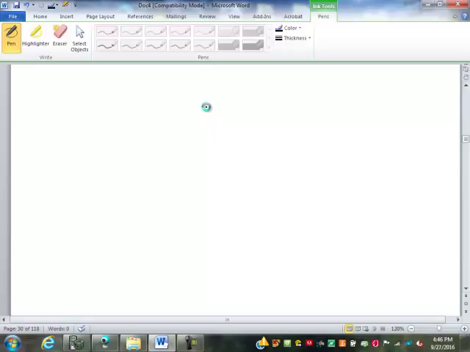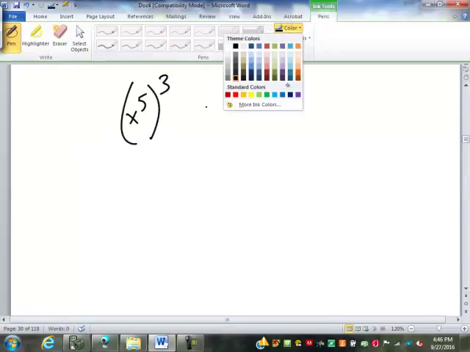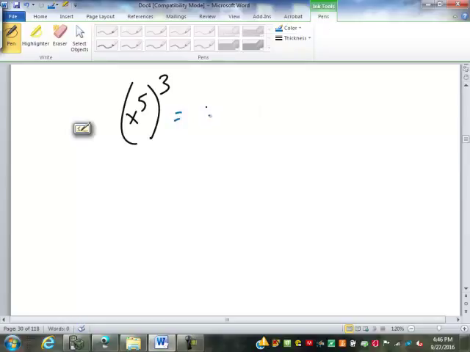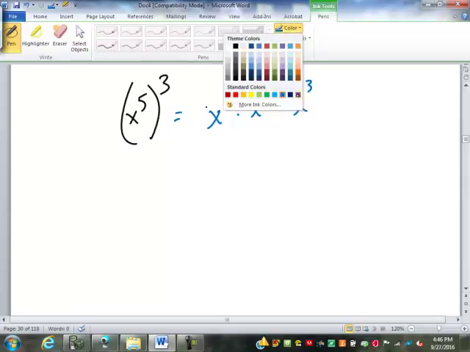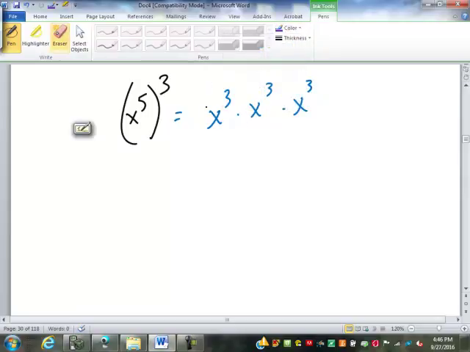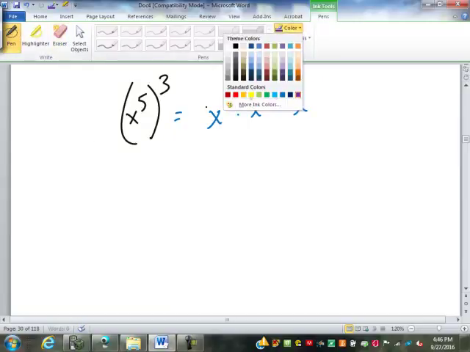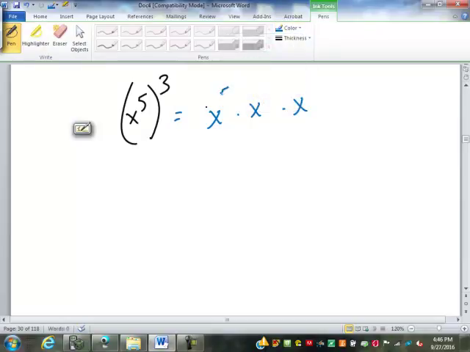Let's look then at our next step, which is going to be something like this. Actually, I'm going to take away the 3 for now, make it a little simpler on us. X to the 5th to the 3rd power, we've looked at something like this. That is saying x to the 5th times x to the 5th times x to the 5th, right? X to the 5th times itself 3 times.